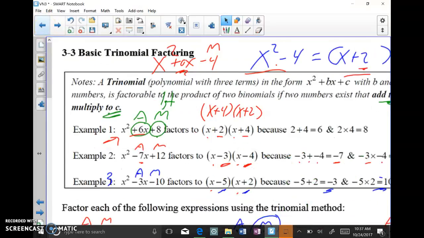Going back to the basic trinomial factoring lesson, that was when we had a trinomial, ax squared plus bx plus c, but a was 1. The lead coefficient was 1, and we said, what adds to this, multiplies to this.